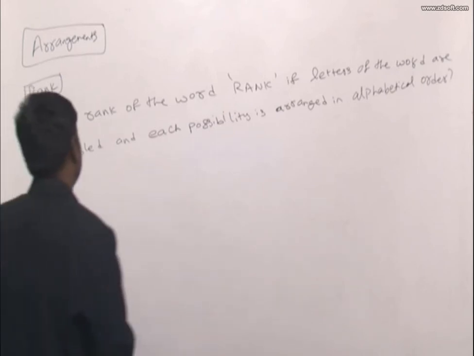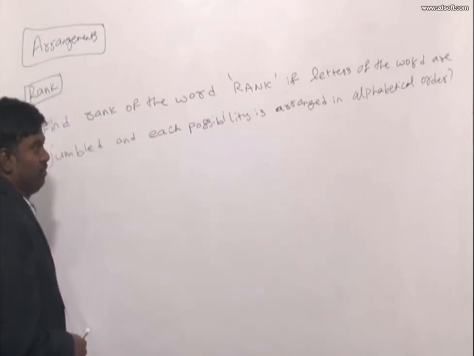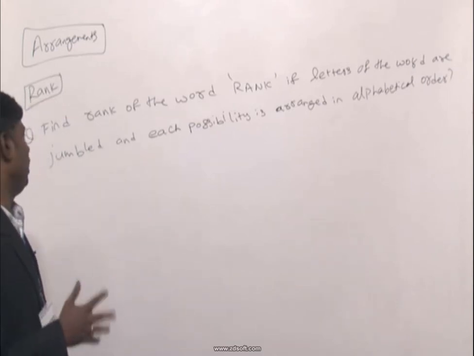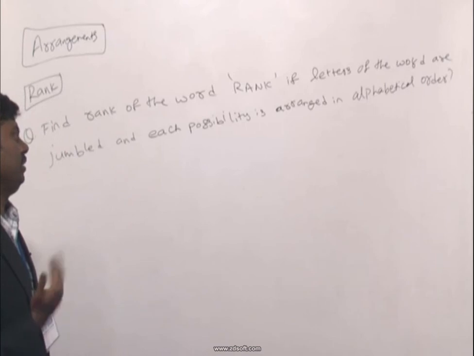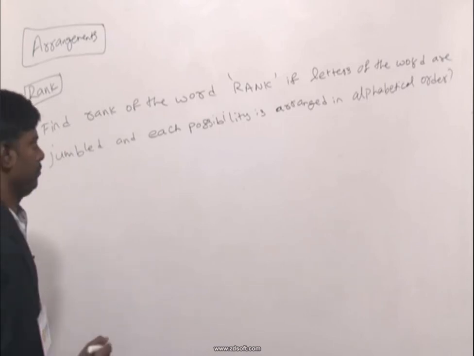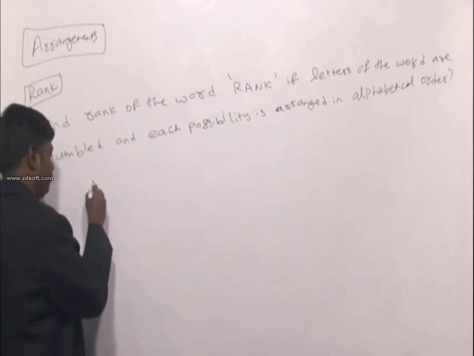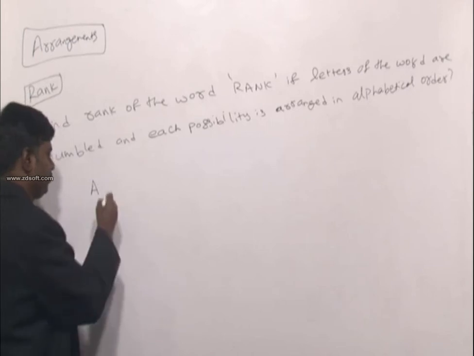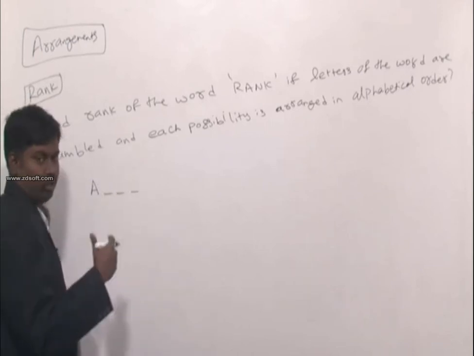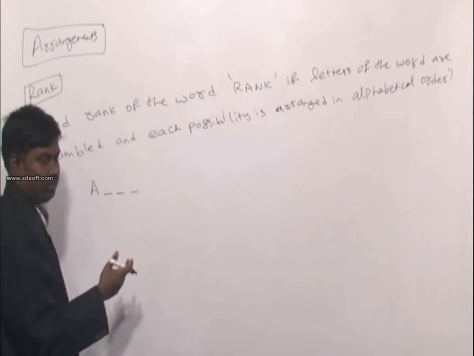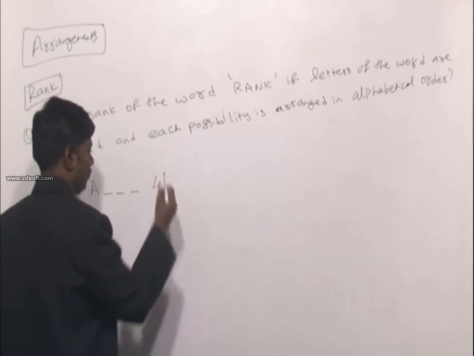Okay. Find the rank of the word rank if letters of the word are jumbled and each possibility is arranged in alphabetical order, which means it will start with A. You don't need to worry about what the different possibilities are. How many words start with A? A 4-letter word, all different letters: 4 factorial.